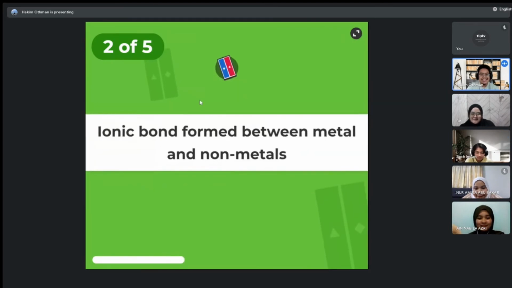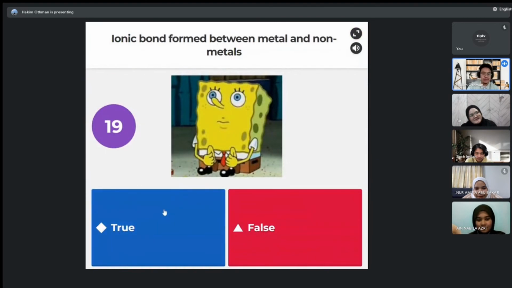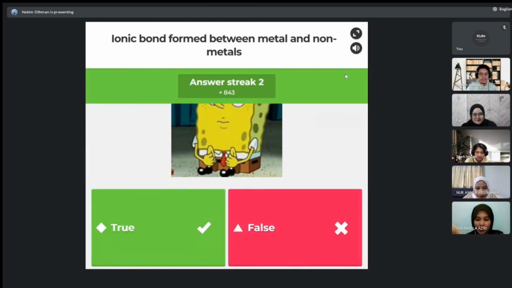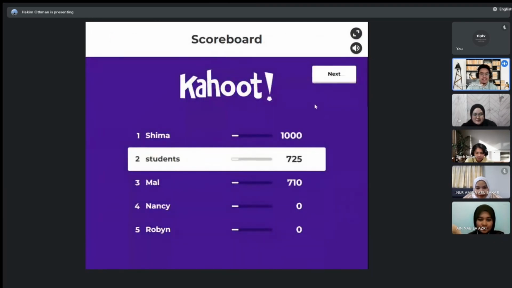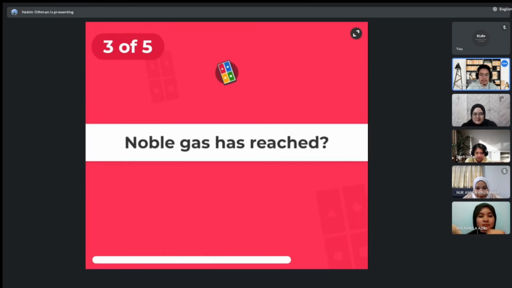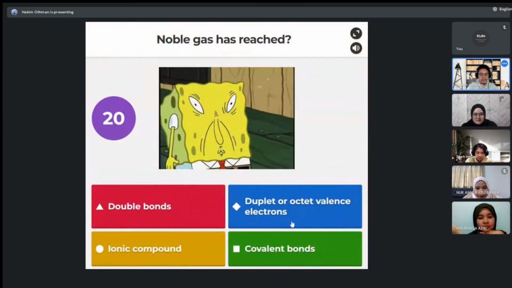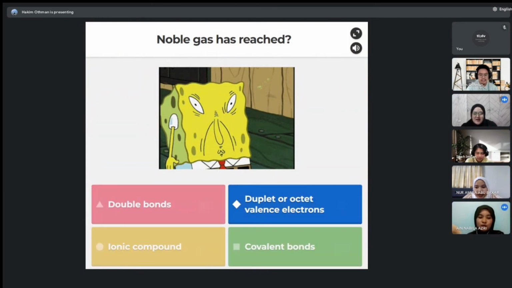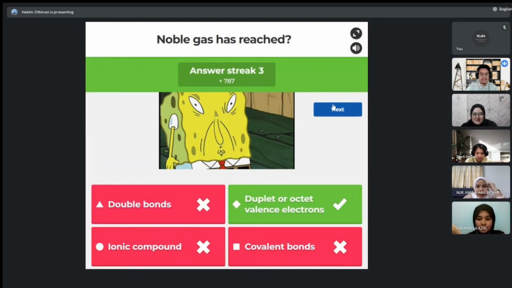The next one is on true or false. Ionic bond formed between metal and non-metals. Is it true or is it false? True. Correct. Congratulations. Okay, the next one: noble gas has reached which electron arrangement? Duplet or octet. The blue one. Correct, as usual.